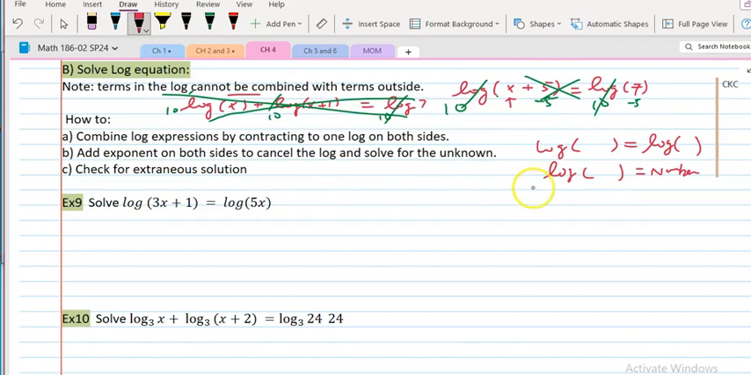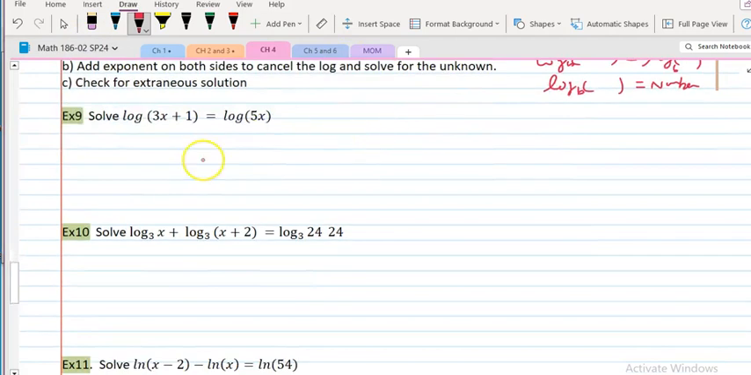Then you do an exponent on both sides. So for example, if this is base b and this is base b, then you do b to the something to cancel the log, and solve for the unknown. Lastly, you always want to check for extraneous solutions. This is always. It's not just for checking the answer, because when you do the exponent, sometimes extraneous solutions show up.